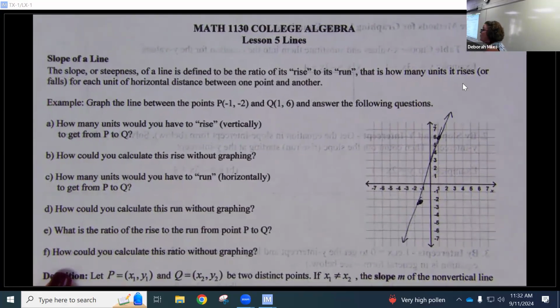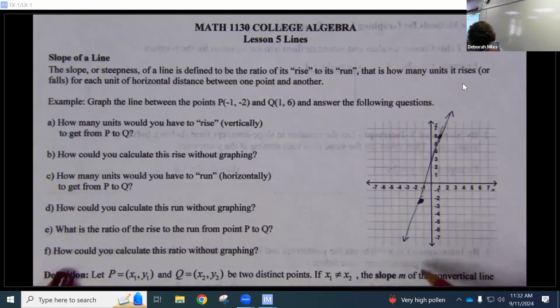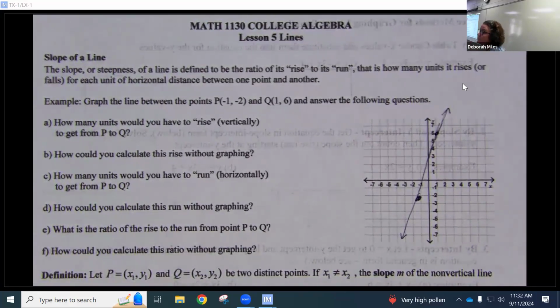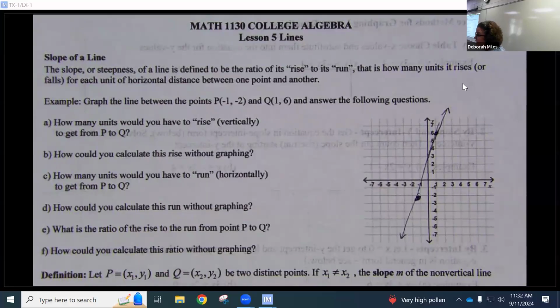We have a line that's going uphill from left to right. What does that tell you about its slope? It's positive. A line that goes uphill from left to right has positive slope. A line that goes downhill from left to right has negative slope.